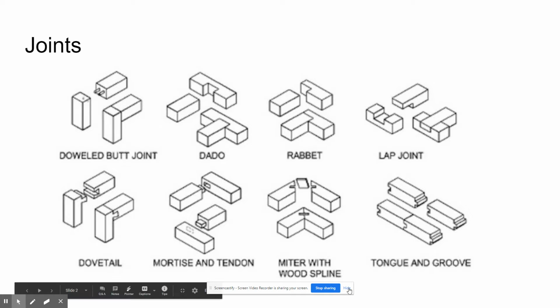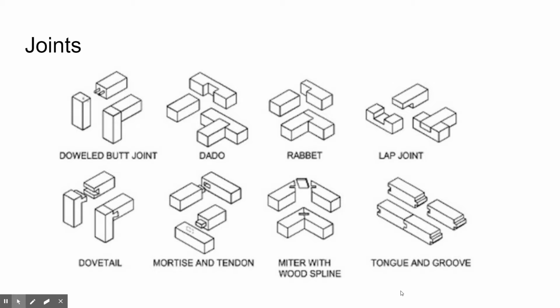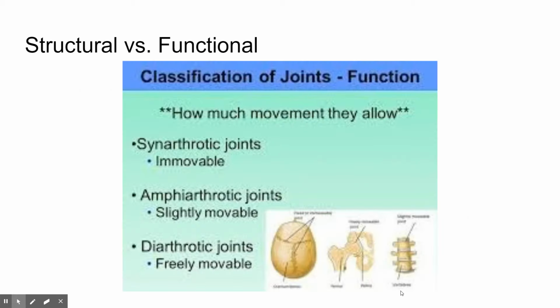Here's a picture of some woodworking joints, and they basically serve the same purpose as skeletal joints. Again, gives the skeleton strength, stability, but also functional mobility as well. There are two classifications of joints. You have structural joints and you have functional classifications.